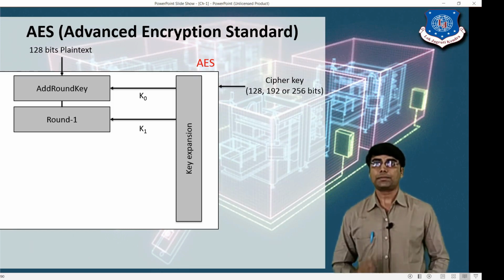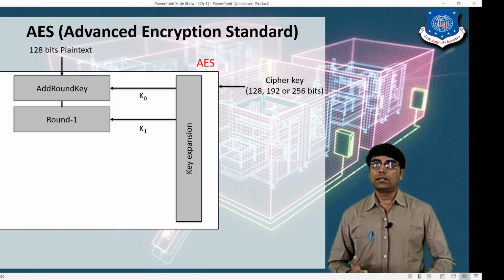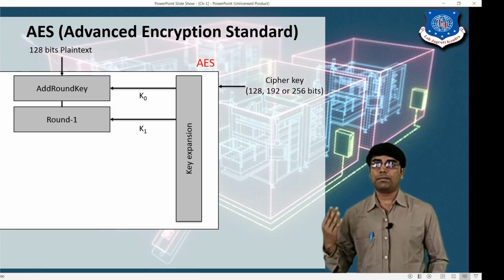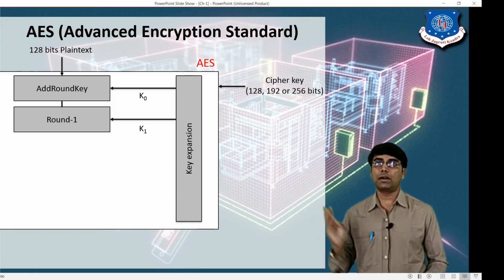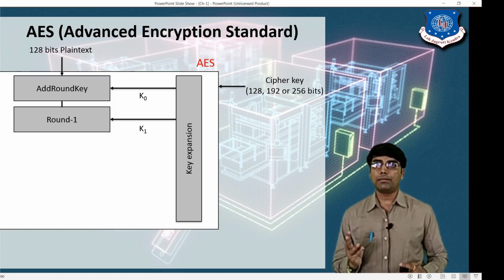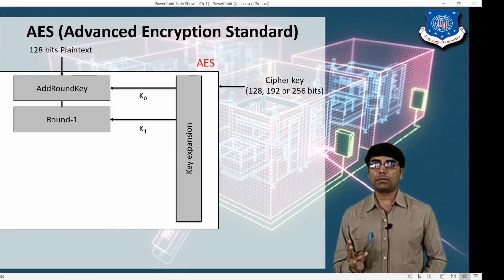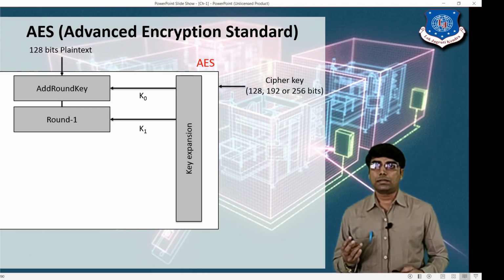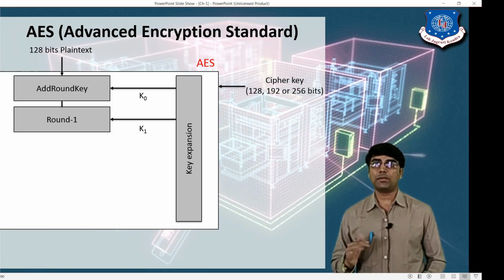Now in round 1, the round consists of a number of transformation operations. The first transformation in round 1 is sub bytes. The second transformation operation is mix columns. The third transformation operation is shift rows, and the last is add round key. So these 4 types of transformation operations are considered in each and every round.